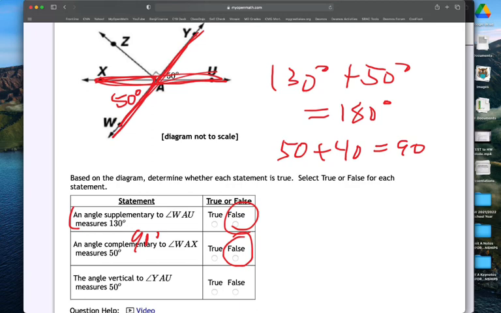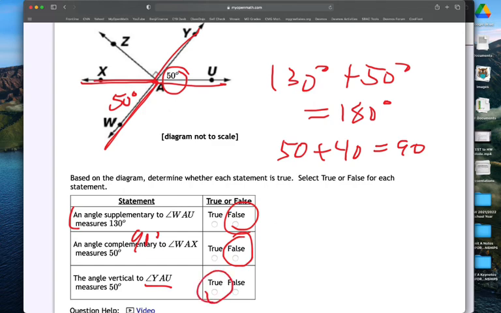And then the last part, angle vertical to YAU. Well, YAU is right here. The angle vertical to that one is this one right here. And since that's 50, this has to be 50 as well. So the angle vertical to YAU measures 50 degrees. That is true.